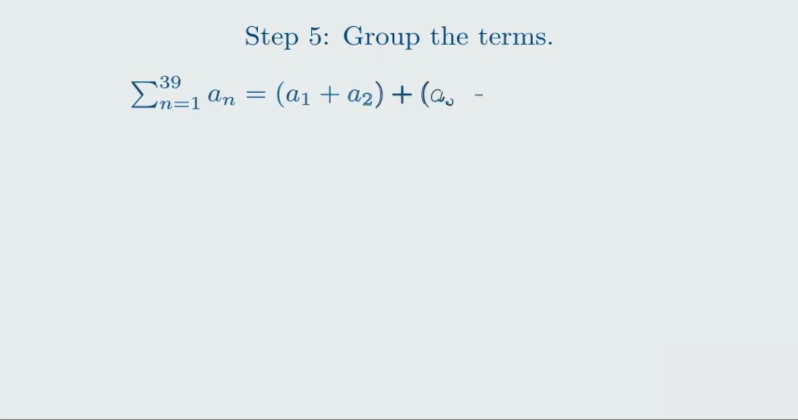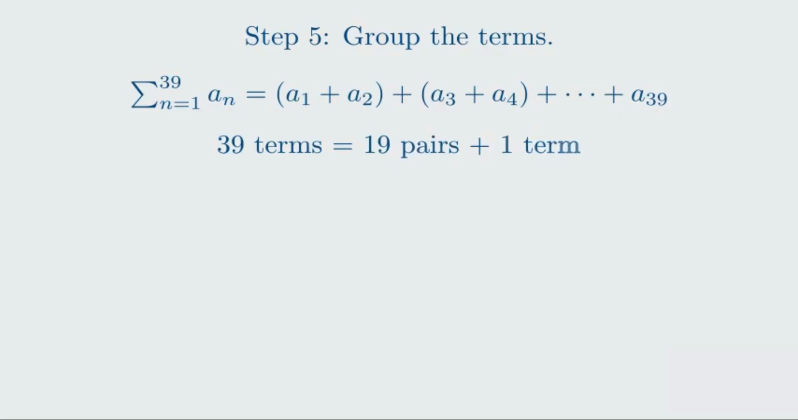We need to find the sum of the first 39 terms. Let's group the terms of our sum into these pairs. The sum starts with the pair a sub 1 plus a sub 2, then a sub 3 plus a sub 4, and so on. The total number of terms is 39. We are forming pairs of 2. How many pairs can we make from 39 terms? 39 divided by 2 is 19 with a remainder of 1. This means we can form 19 complete pairs that each sum to 0, and we will be left with one term that doesn't have a pair. The sum can be rewritten as the sum of 19 zero pairs plus the single remaining term.